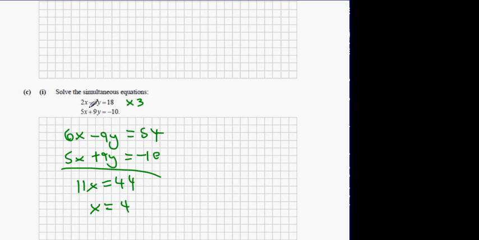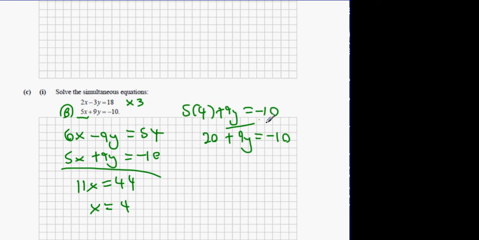Upon getting x equals 4, I'm going to replace x. I'm going to use equation b, and I'm going to do 5 times 4 because x is 4, plus 9y equals minus 10. I'm going to get 20 plus 9y equals minus 10. I'm going to bring the 20 over to the other side. I'm going to get 9y equals minus 30. y equals minus 30 divided by 9. y equals minus 10 over 3.